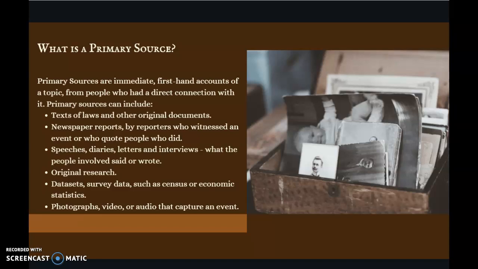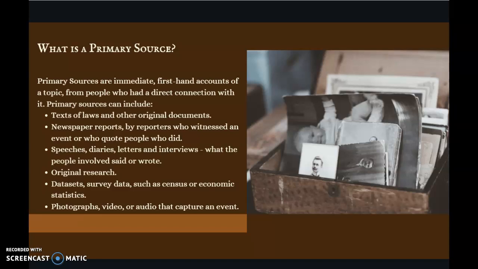Newspaper reports by reporters who witnessed an event or who quote people who did. Speeches, diaries, letters, and interviews. What the people involved said or wrote. A good example would be oral histories, because it is that person's interpretation of an event, so therefore it is a primary source. Original research is considered a primary source. Data sets, survey data such as the census or economic statistics are considered primary sources.